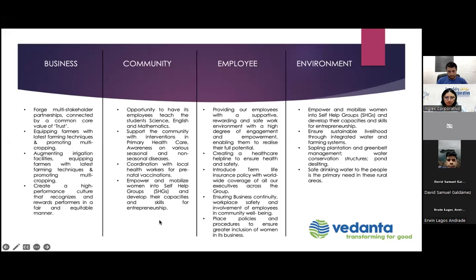Let me tell you that Peranta's main idea is transforming elements. As Fernando said, Peranta is a world-leading diversified natural resource company with business operations in India, Austria, and Namibia. Peranta is a leading producer of oil, zinc, lead, silver, copper, gold, and other metals, and power.